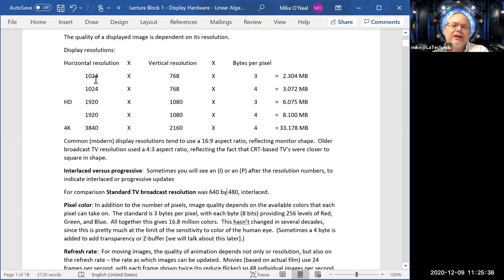So an interesting thing would happen if you took 1024 and divided it by 768, you would see that that's a 4:3 aspect ratio. And why is that? Well, because old televisions and computer monitors back in the day were almost square. They were a little bit rectangular, a little wider than they were tall, but not by very much.